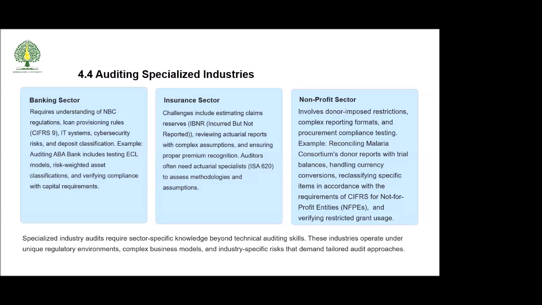For the key challenge of the banking sector, it requires understanding of NBC, the National Bank of Cambodia regulation, along with provisioning rules, CIFRS 9 financial instruments, IT systems, cybersecurity risk, and deposit classification. An example like auditing ABA Bank includes testing expected credit loss, risk-weighted assets, classifications, and verifying compliance with the capital requirements.